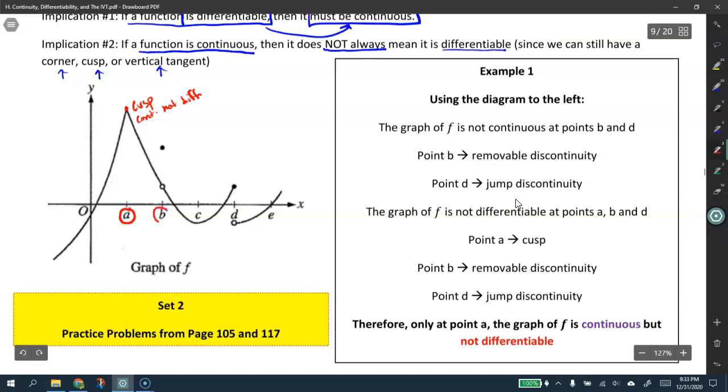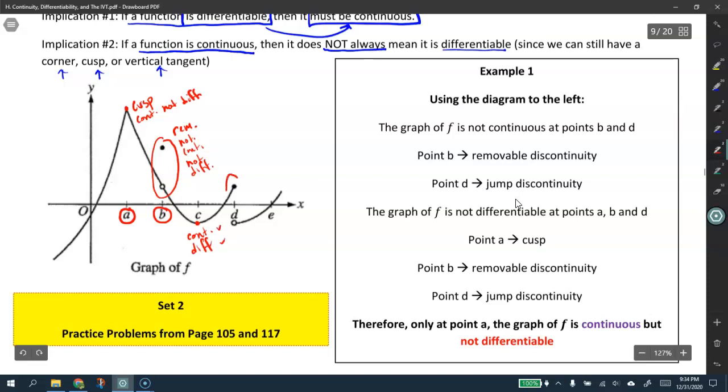All right, let's take a look at point B. Now at point B, what is occurring? This is called a removable discontinuity, but beyond that, it's not continuous, and automatically, because it's not continuous, it's also not differentiable. All right, let's keep moving. Let's go to point C here. On point C, notice that it doesn't have a corner, it doesn't have a cusp, it's all connected. So in fact, at point C, it is continuous and it is differentiable. Both of those things actually check out.